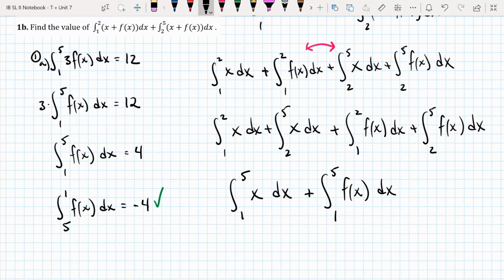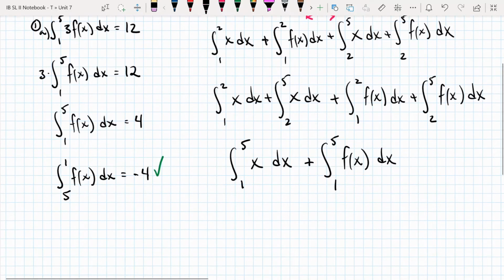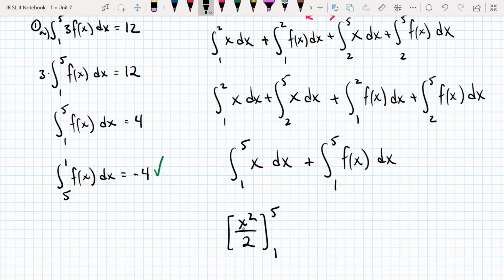Well, the integral from 1 to 5 of x is going to be the value that we get when we evaluate x squared over 2 from 1 to 5. So we're just going to evaluate that normally. We don't know what f of x is, but we do know that the integral from 1 to 5 of f of x is equal to 4. And so we can just plug that in over here.